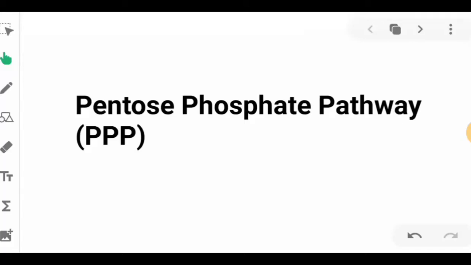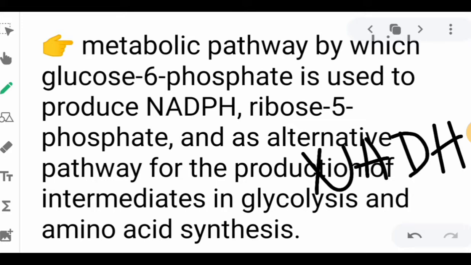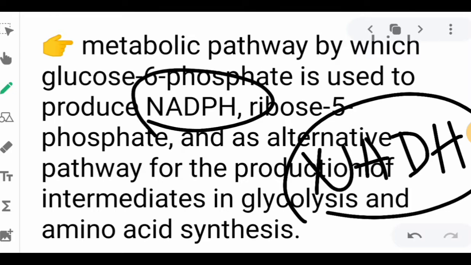Hello everyone, this lecture video is all about the pentose phosphate pathway, or PPP. We can define this as a metabolic pathway by which glucose 6-phosphate is used to produce the reduced form of nicotinamide adenine dinucleotide phosphate and ribose 5-phosphate, and as an alternative pathway for the production of intermediates in glycolysis and amino acid synthesis. So take note that one of the main goals of this is to produce NADPH and not NADH. Okay, that is different. So later you will know what's the importance of this one.